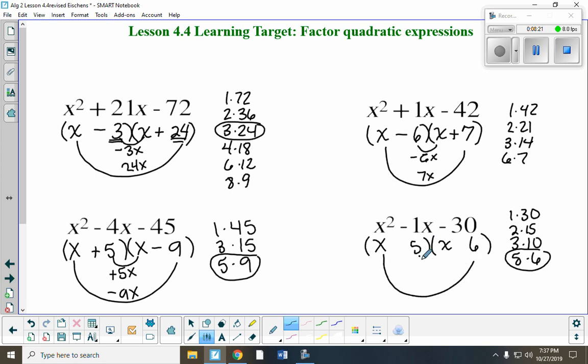So let's look at this. We have the outer is 6x, the inner is 5x. We want a negative 1x, so we would have a negative 6. 5 minus 6 is a negative 1. So negative and a positive.